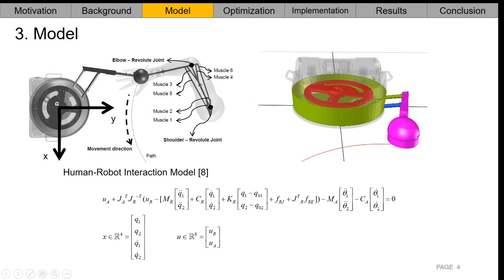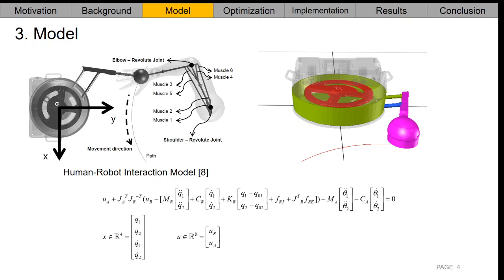In this slide, we will discuss the human-robot interaction model that we are using in our framework. This model, which is developed by Qannari et al. in 2015, consists of a robot model and a human arm model. Our robot is a fully actuated 2 degrees of freedom planar mechanism. The arm is modeled as a 2-dimensional linkage with 6 muscles which are lumped from the 29 muscles in the full 3D arm model. Hill-type models are used for muscle dynamics.